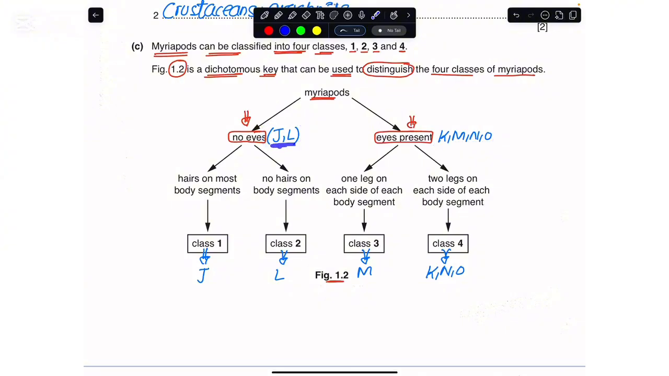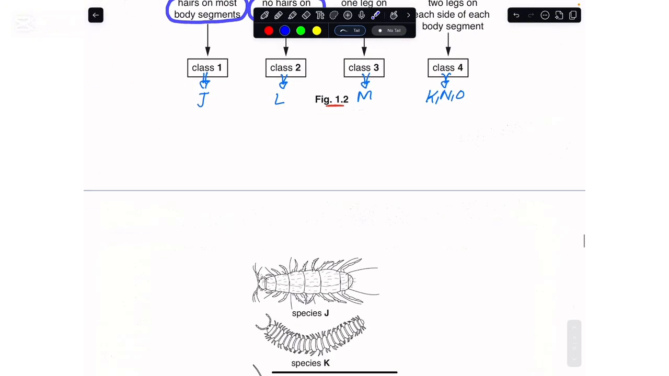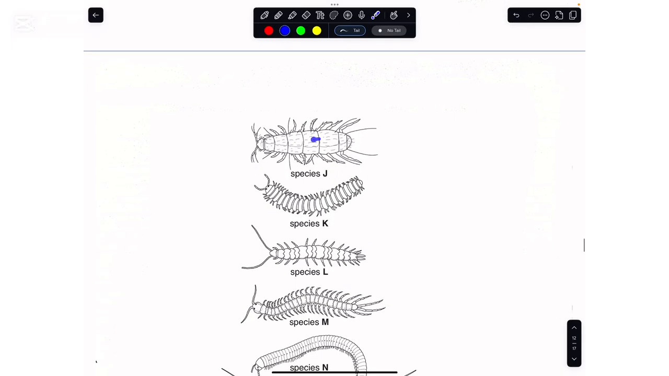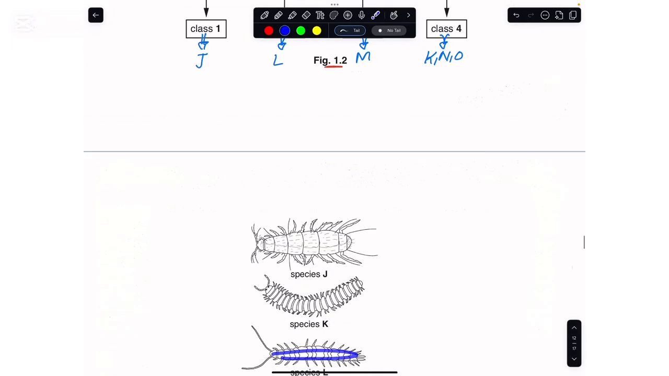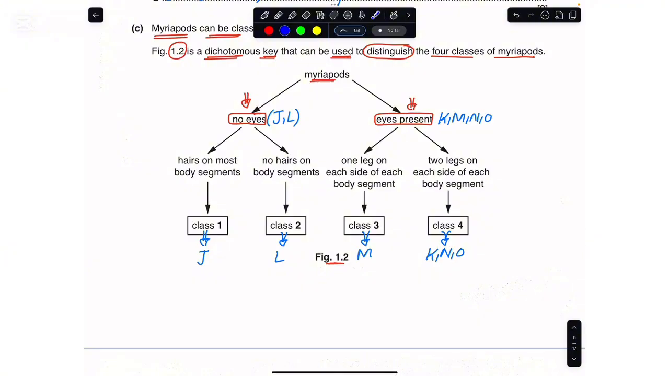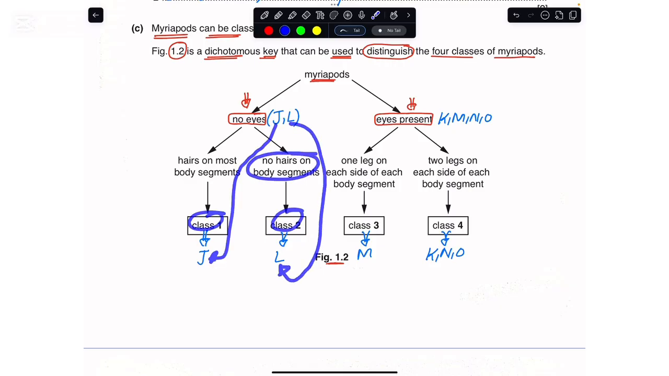They say among J and L that we have highlighted now, you have to identify those myriapods that have got hairs on most of the body segments and no hairs on the body segments. So among J and L, you see we have got hairs on J, and on the L we have got no hairs. So for class 1 it would be J, and for class 2 that have got no hairs on the body segment, we would write L here.